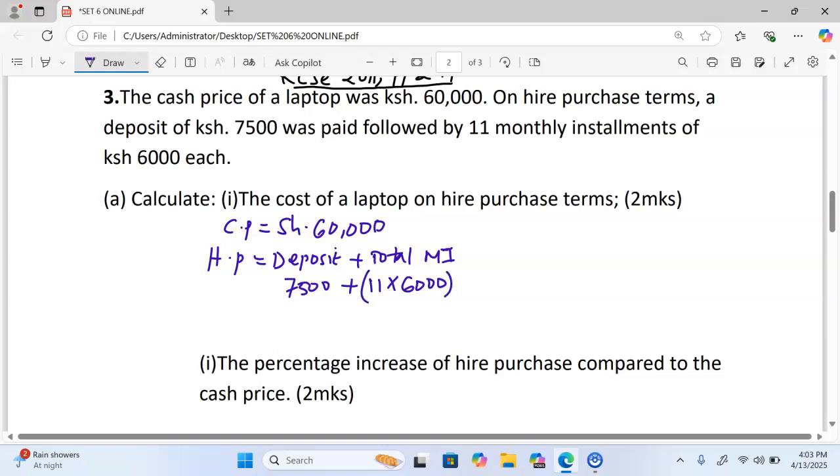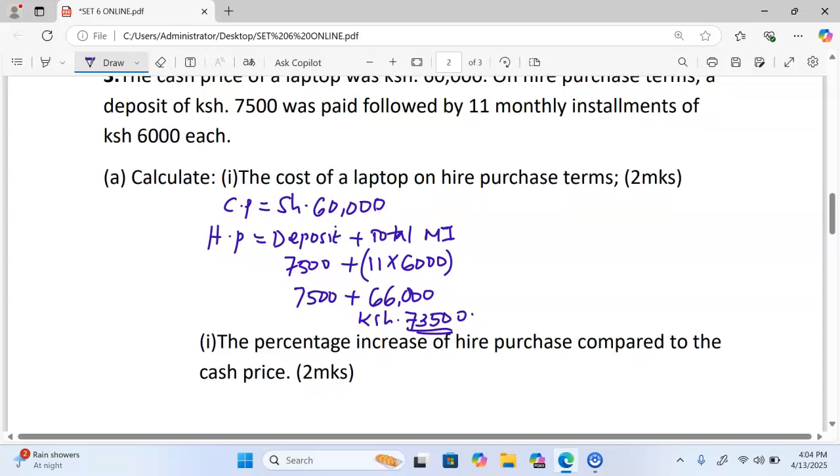That means we should be having 7,500 plus 11 times 6,000, which will give us 66,000, giving us a total of Kenya shillings 73,500 as the hire purchase amount. That is part A, Roman 1 done.